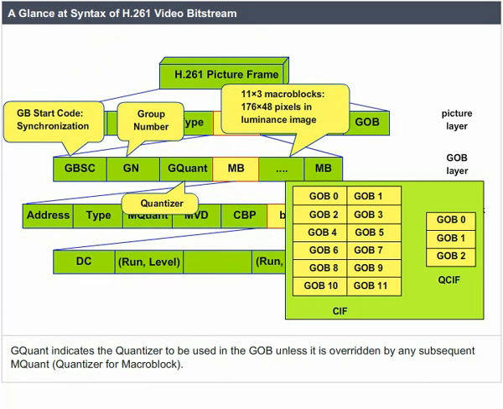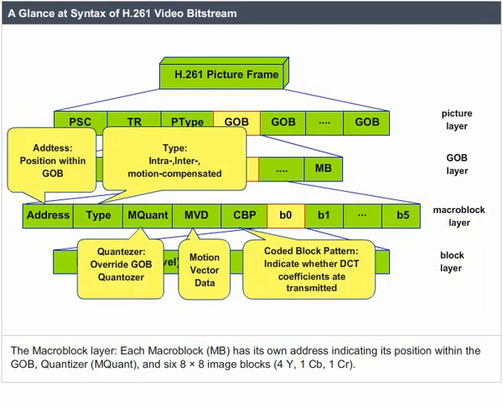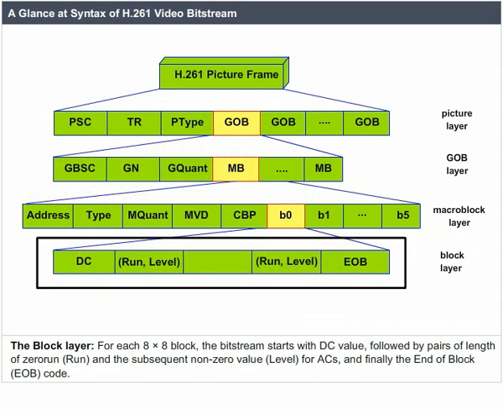G-quant indicates the quantizer to be used in the GOB unless it is overridden by any subsequent M-quant quantizer for a macro block. The macro block layer. Each macro block, MB, has its own address indicating its position within the GOB, quantizer M-quant, and 6 8x8 image blocks: 4Y, 1CB, 1CR. The block layer.